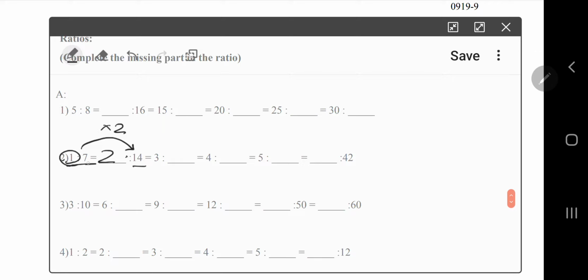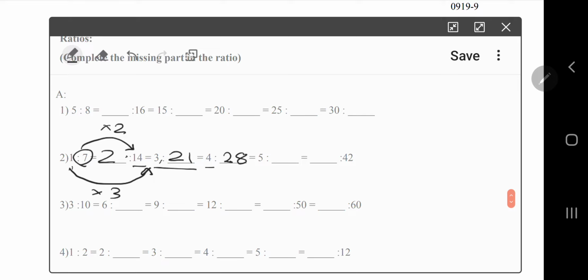So we have 1 to 7 is equal to 3 to blank. So to get from 1 to 3, we have to multiply by 3. So we have to multiply the 7 by 3 as well, which is 21. And now, let me make this more clear. To get from 1 to 4, we have to multiply it by 4. So we're going to do the same thing for number 7 over here. 7 times 4, 28. Sorry if that's messy. Let me rewrite it. 28.